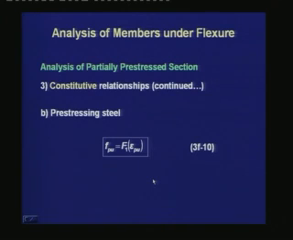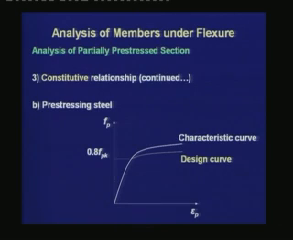The second constitutive relationship is for the prestressing steel, where the relationship is denoted by a function f1. fpu is equal to f1 of epsilon pu. This function is available from the design curve for the prestressing steel, and this curve also we had seen earlier.